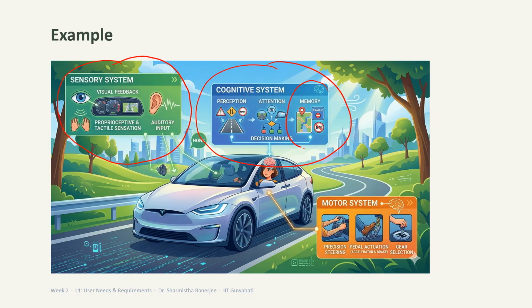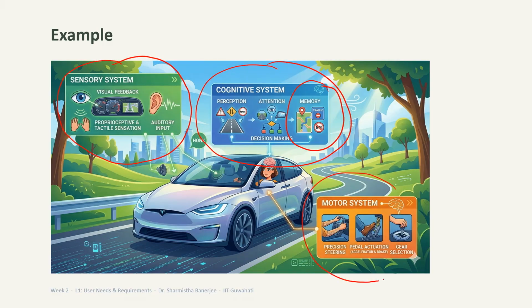I might also need to memorize certain things. So I am going to a particular place, and if I remember the path, I am activating my memory. In case I do not know the path, I might have a map open with me, and I am also trying to perceive the visual or audio feedback, whatever Google Maps is giving you, and trying to make meaning and navigate accordingly. Our cognitive system helps us in doing all of these. Then comes the motor system. The motor system helps in precision steering.